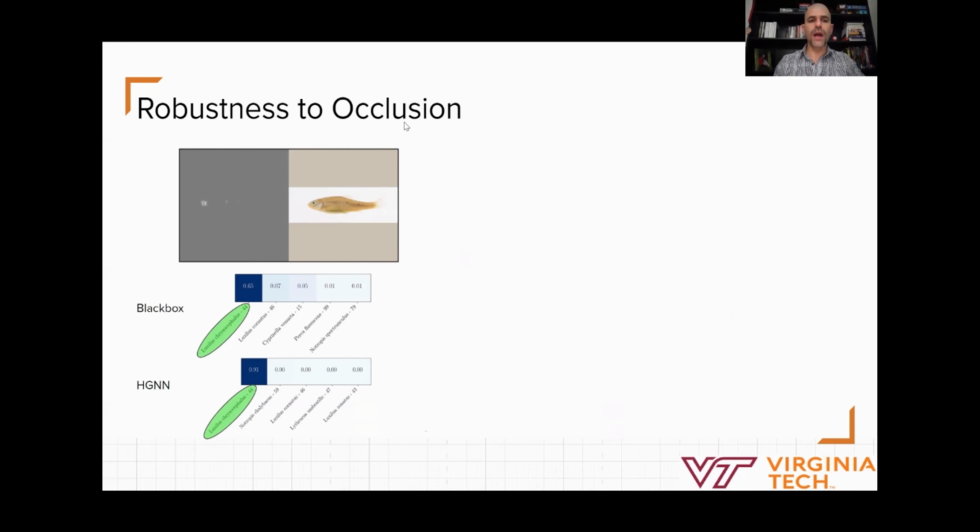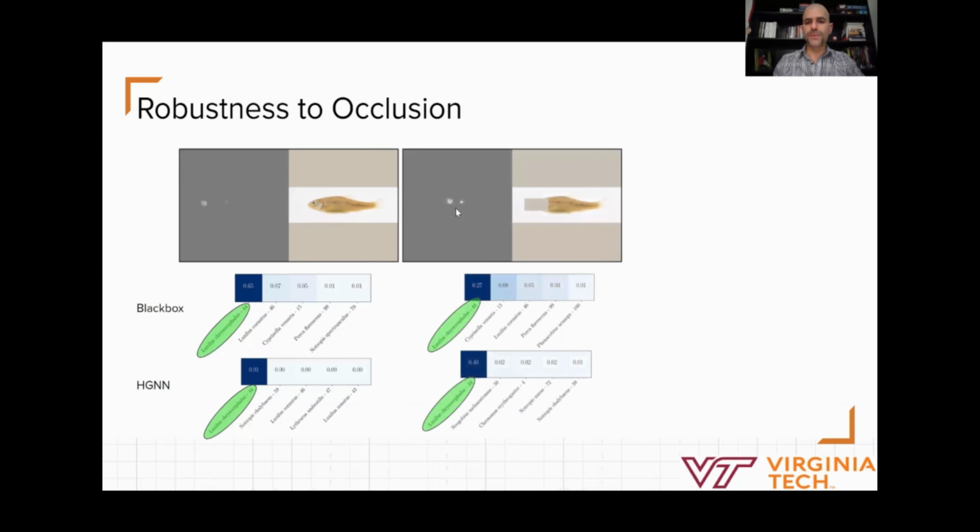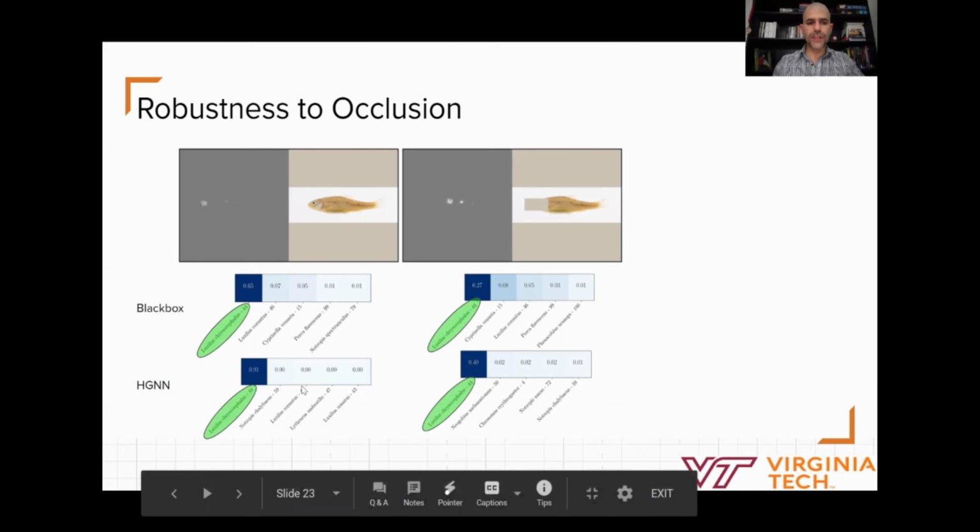Robustness, how do we study it using the saliency map? Well, if we cover parts of the image, we can see if the model can still figure out the class based on other parts of the image. For example, we start with this image. We can see that it's looking at the eye, and the classification is correct for both the black box and HGNN. But if we cover the eye, we can see that the probability drops. The HGNN is still more sure about it, but the probability generally drops.